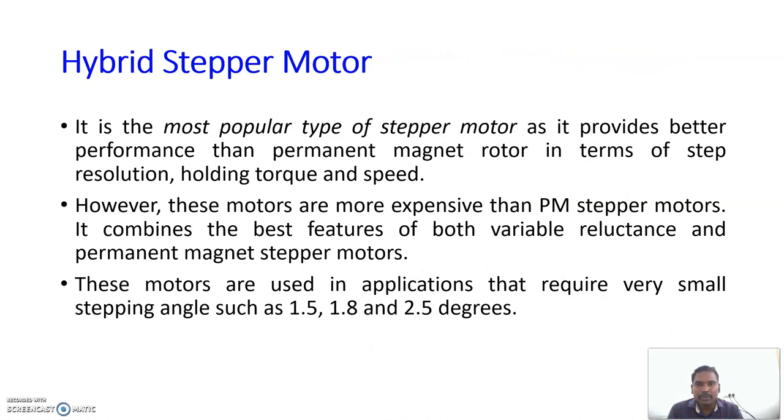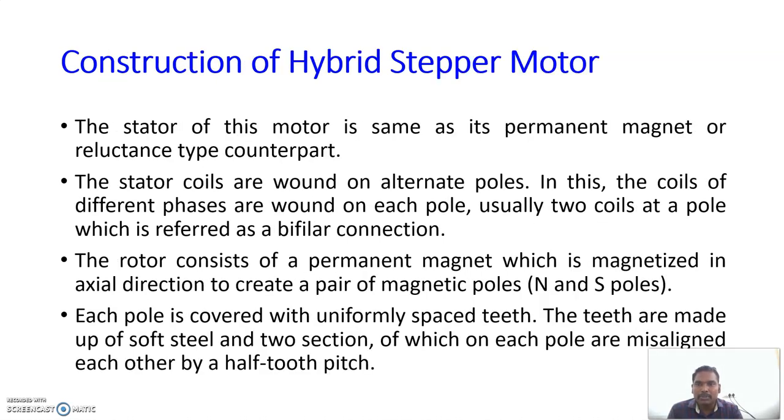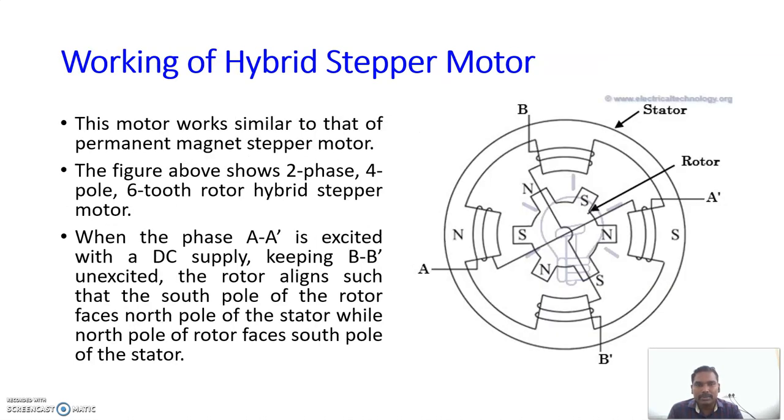Then the hybrid stepper motor is nothing but the combination of both the variable reluctance and the permanent magnet type rotor. So it is variable reluctance type and also the rotor will be a permanent magnet one. So based on these 2 principles, this hybrid stepper motor is working. The construction is similar. We are having stator and we are having rotor. Here we are having 2 phases and a 4-pole stator with 6-pole rotor hybrid stepper motor given.